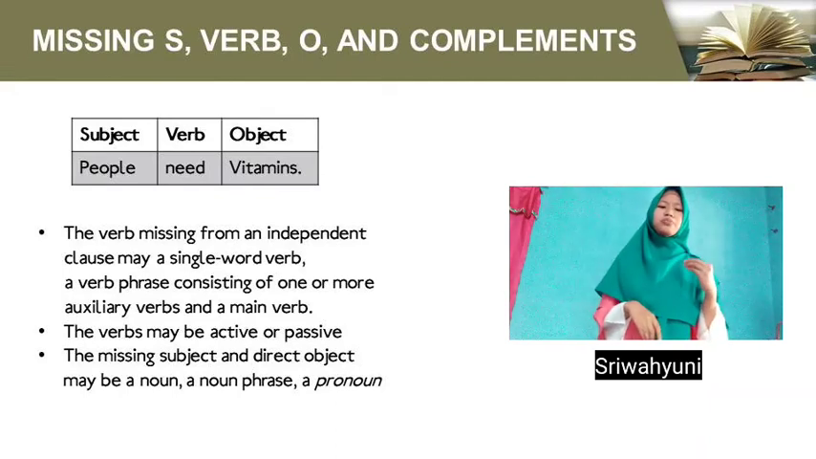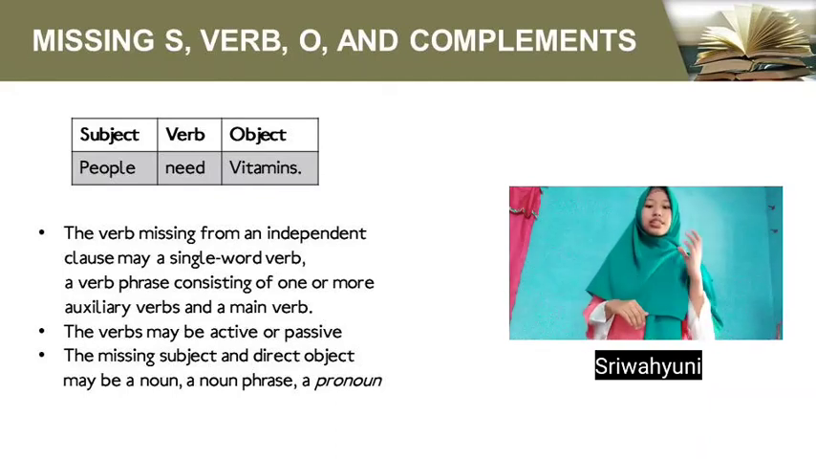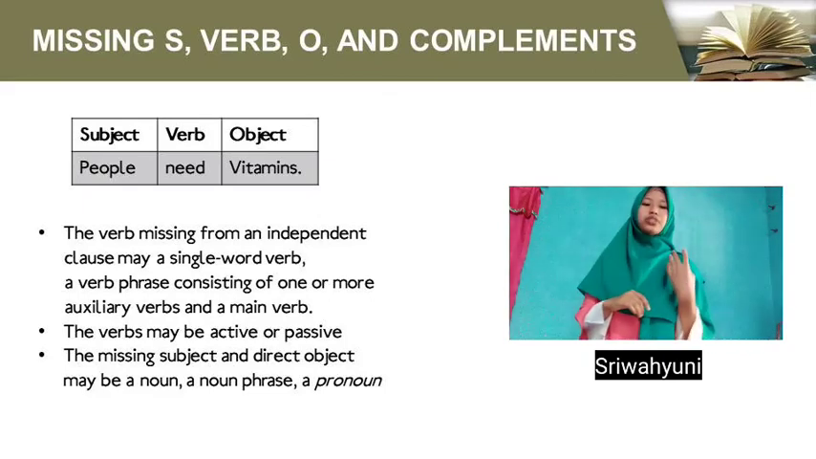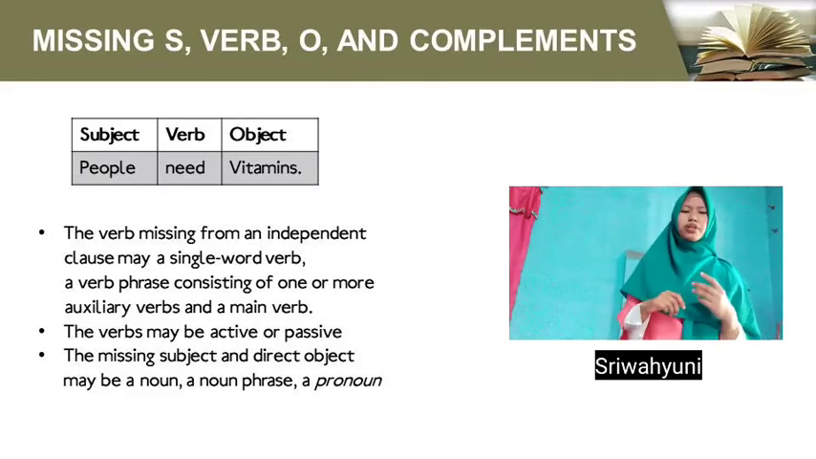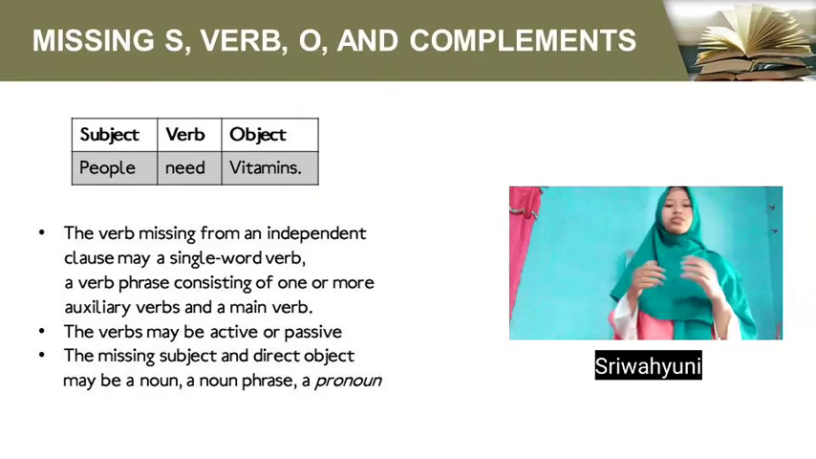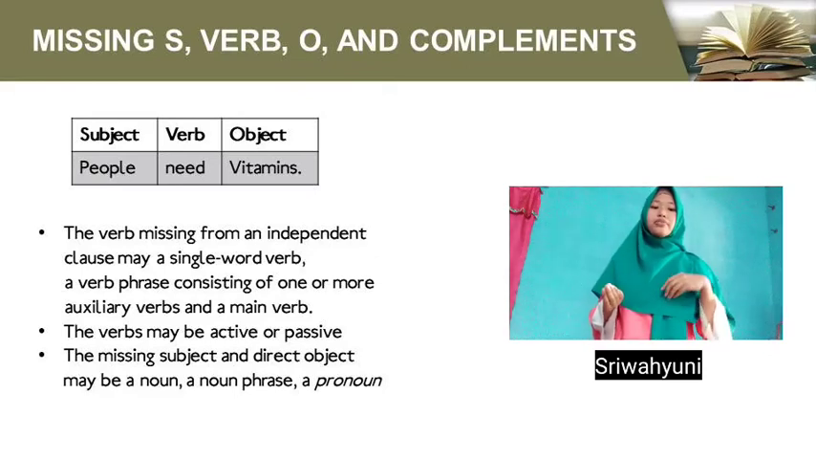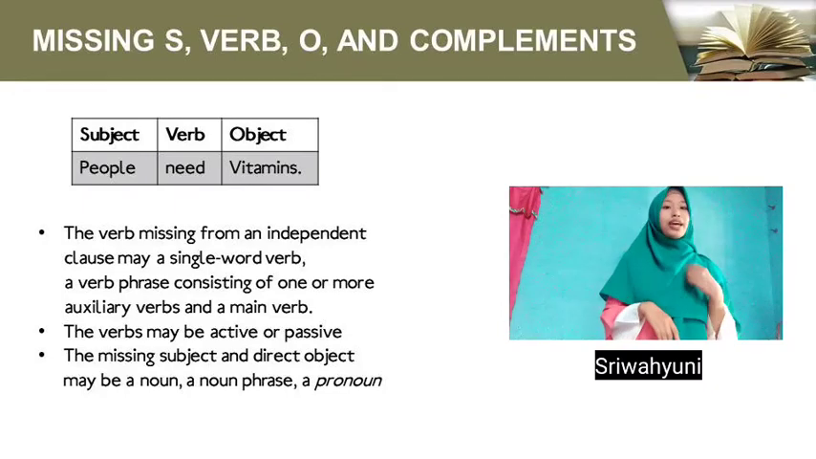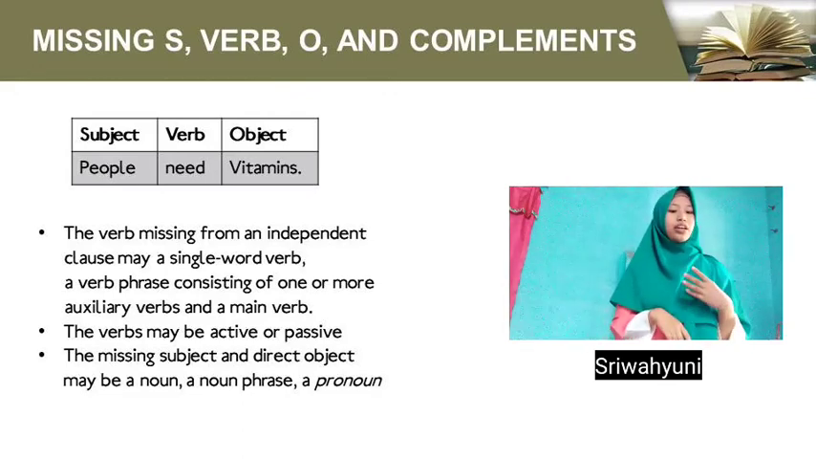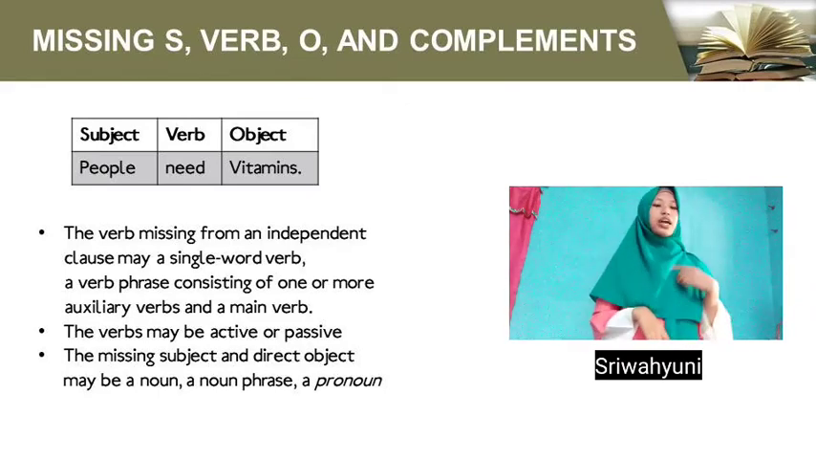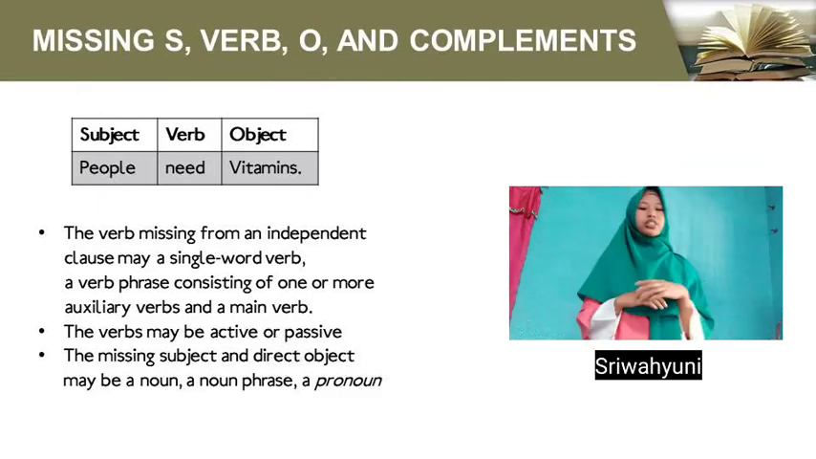Okay, the verbs may be active. Example: need, take, or passive, such as was needed and taken. The missing subject and direct object may be a noun. Example: people, vitamins, and Tom. Or a noun plus some modifiers: for most people, a vitamin pill, my friend Tom. Or pronouns. Example: he, she, it, and they are subject pronouns. Next, him, her, it, and them are object pronouns.